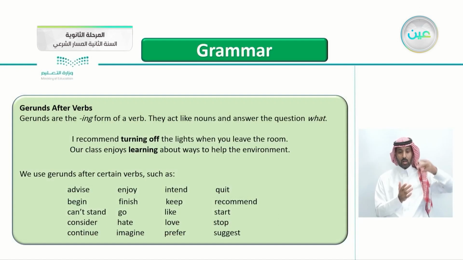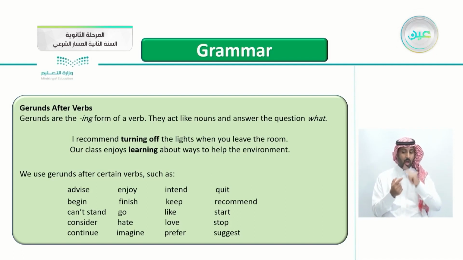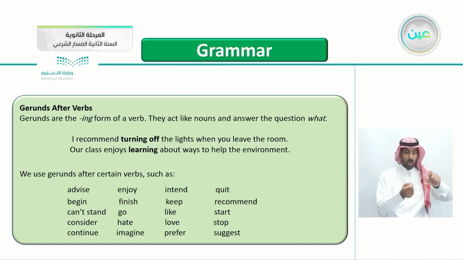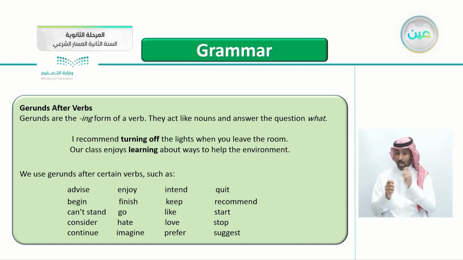Gerunds after verbs. Gerunds are the ing form of a verb. They act like nouns, so they are not nouns in themselves. They act like nouns and answer the question what. For example here, I recommend turning off the lights when you leave the room. So I recommend is the verb here, and turning off is the gerund. Our class enjoys learning about ways to help the environment.